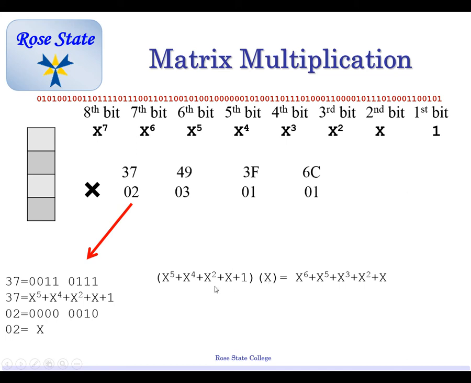And the way this works is x to the 5th times x gives us x to the 6th. Correct, 6. Okay, sorry. X to the 4th times x gives us x to the 5th. X squared times x gives us x to the 3rd. X times x is x squared. X times 1 is x. So 37 times 2 gives us that. Then we convert that back to our number.